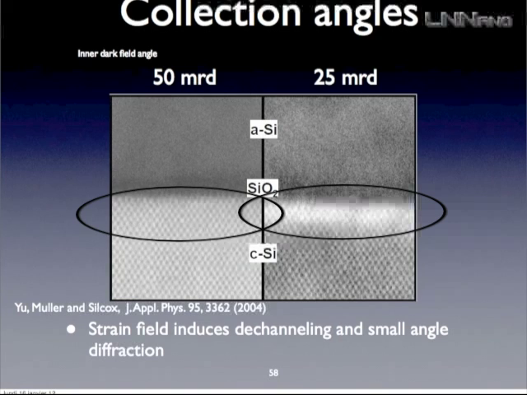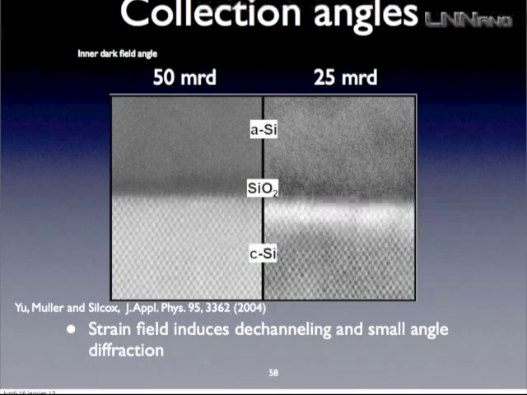And the physical reason behind it is that you have a strain field. And this strain field induces channeling and small angle diffraction. If your detector is not so large that you remove all the diffracted signal, then you will have more signal where there is more strain, and you will detect this feature, which is not, I would say, a real structural signal. It's not because it's thicker or whatever. No, it's just because you have strain.